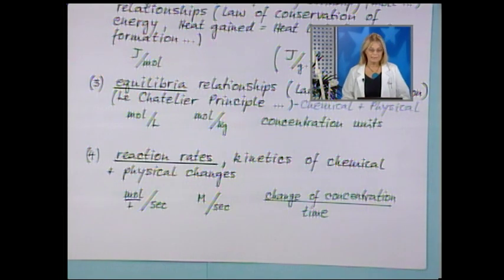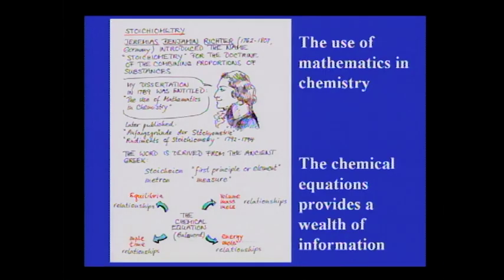Stoichiometry, the term was actually coined by a German scientist named Jeremias Benjamin Richter. I don't know if he is involved with the Richter scale, but I have to check on that. Just occurred to me. 1762 till 1809 or 7 was his lifetime in Germany. He introduced the name stoichiometry.